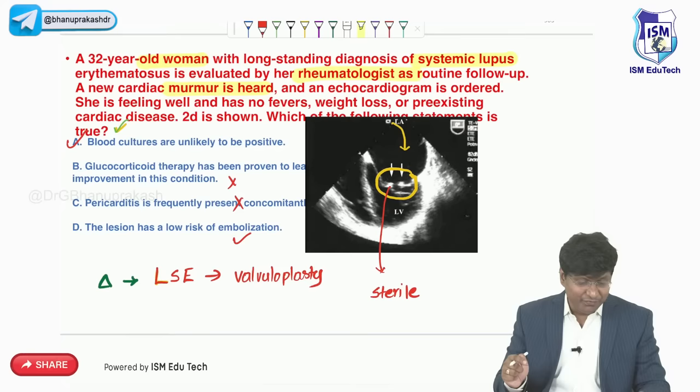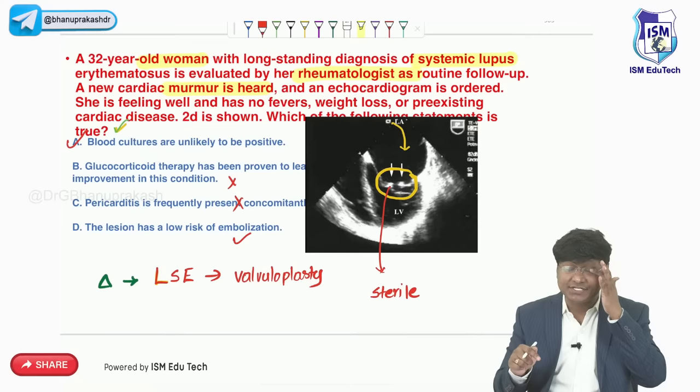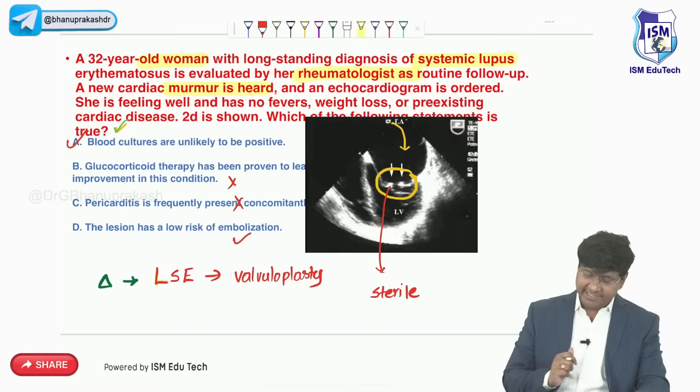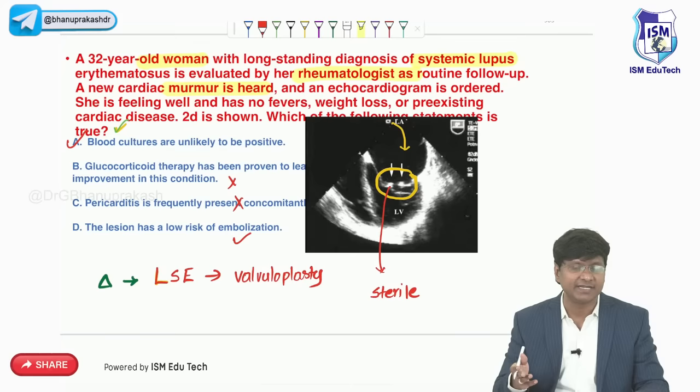So where will you have non-sterile vegetations? Non-sterile vegetations, you will see in case of infective endocarditis, right? So here the answer is A, blood cultures are unlikely to be positive. That means the blood cultures will be negative because these are sterile vegetations, okay?